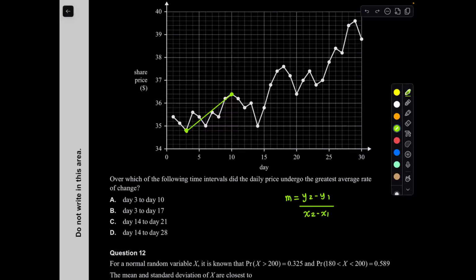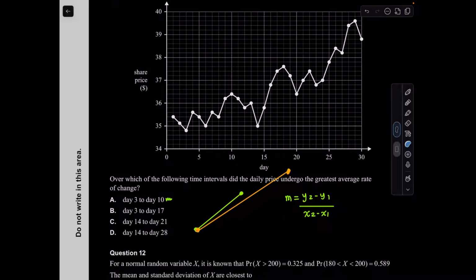This is my line. This is how steep my line is. I'm just going to put it right over here. So this one's green. Let's make another color. So day 3, which is again still here, to day 17, which is 17's here. And I'm going to draw a line on that. There it is. So this is the gradient of the next one. So I'm going to put it right.